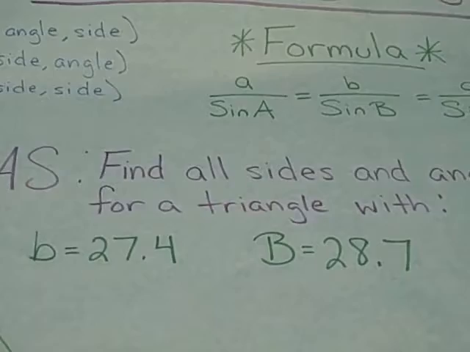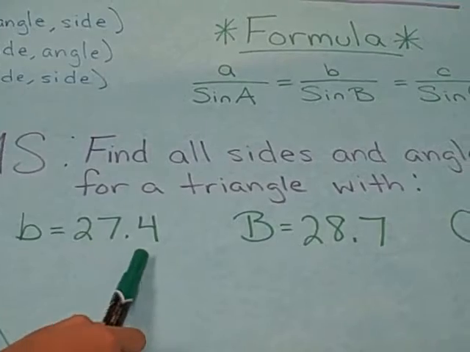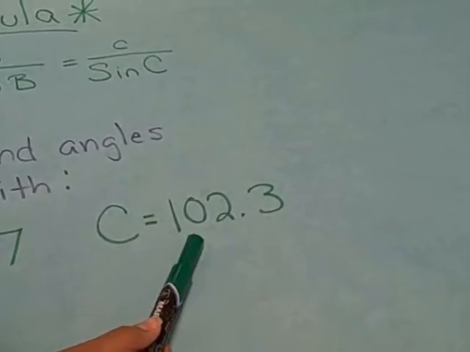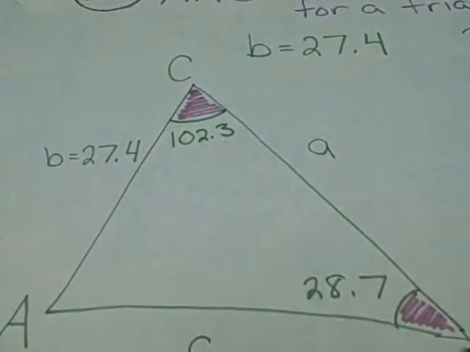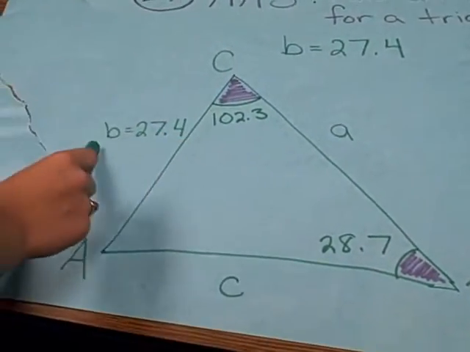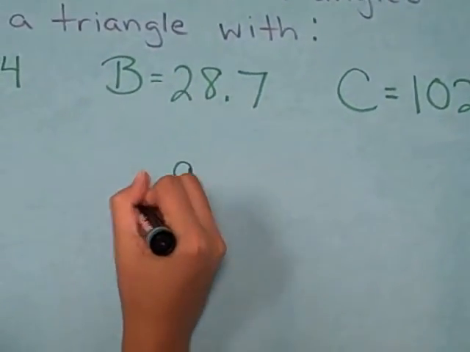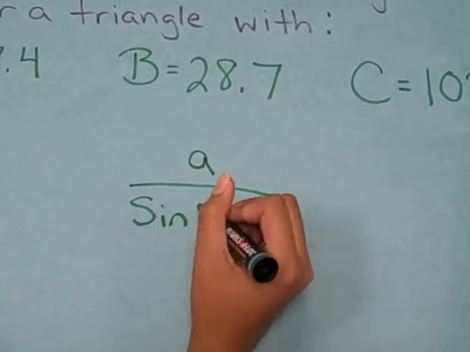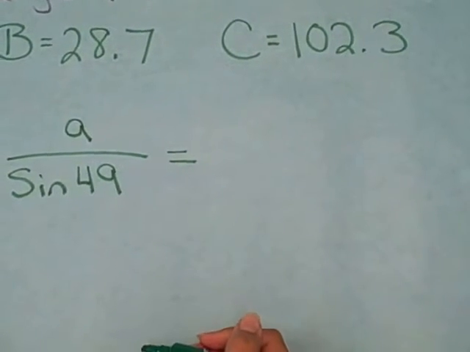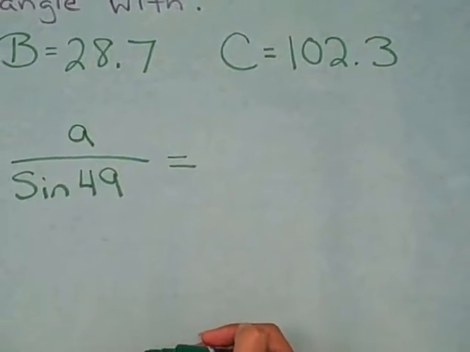For this problem, we have to find all sides and angles for a triangle with a little b of 27.4, big B of 28.7, and big C of 102.3, as you can see on the triangle. Here's big B, 28.7, big C, 102.3, and little b, 27.4. And since we have little a over sine 49, because that's what big A equals, we can set that equal to what we know from our triangle. We can see that we have information for big B and little b.